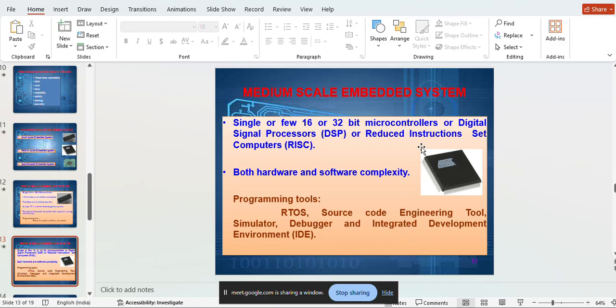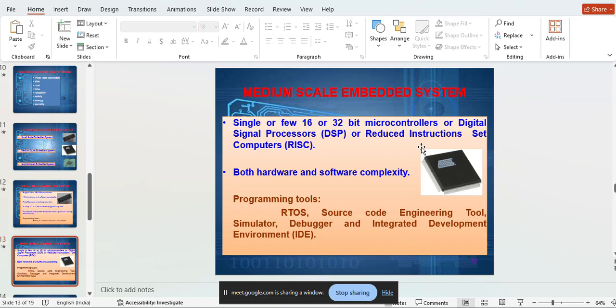And for the programming tools here, you can use tools like RTOS, real-time operating systems. Then there are multiple applications like source code engineering tools, simulators, debugger and integrated development environment. Now in the Arduino, using the Arduino Uno board, we are using the integrated development environment. We also call it the Arduino IDE.